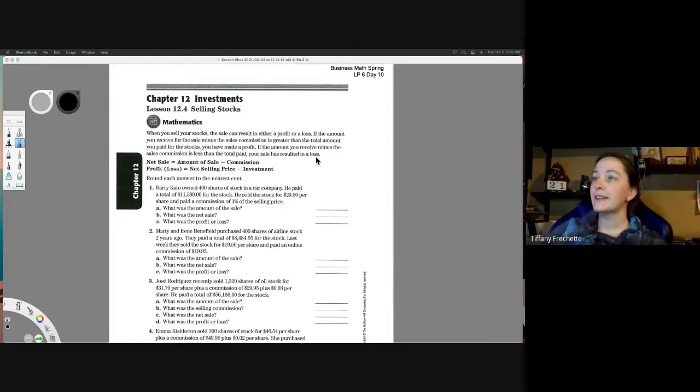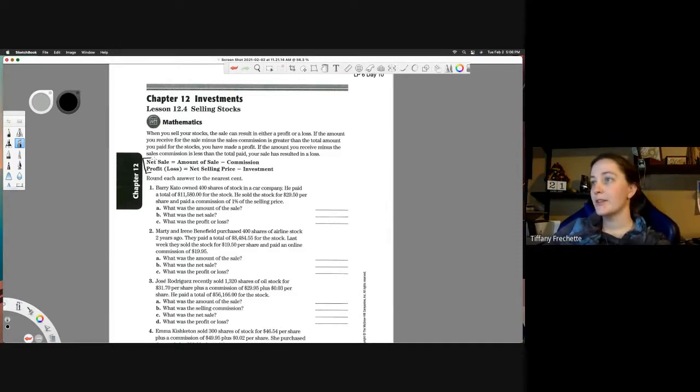And that's exactly what these little formulas here tell us. So we have net sale equals the amount of the sale minus the commission. We just have to take the commission away because we have to pay that to someone to sell our stocks. And then the profit or loss has to do with, well, what was the net sale? What did we sell it for after we take the commission away? And then how much did we pay for it originally? If that results in a positive number, hey, we made money. If it results in a negative number, we lost money. So that's really the simple thing here.